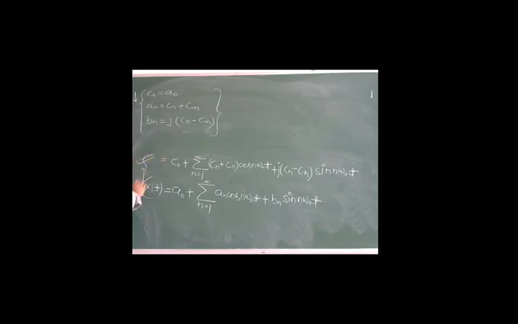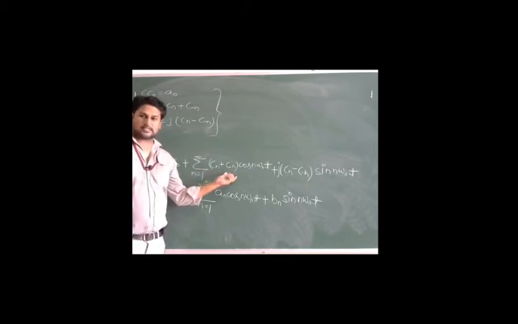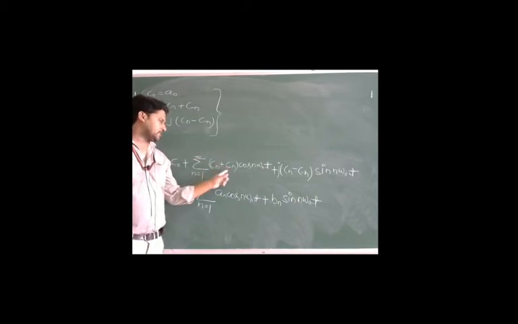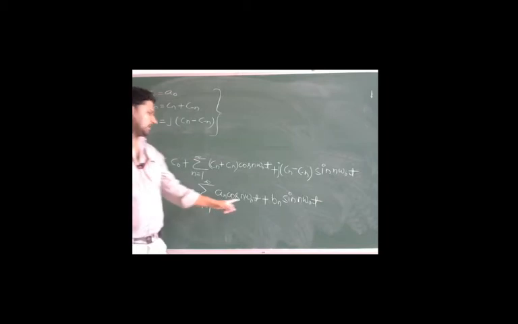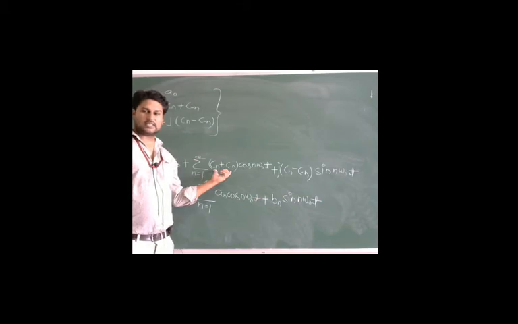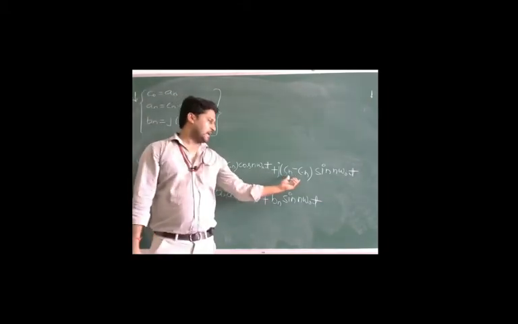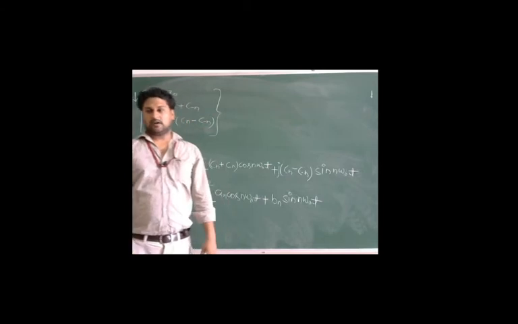Now look into these equations carefully. This is the same form as the trigonometric Fourier series except for these coefficients. Here the coefficient is a n, here the coefficient is b n. In this expression the coefficient is c n plus c of minus n, here c n minus c minus n. So on comparing we can relate these coefficients as c naught is equal to a naught, a n is equal to c n plus c minus n, and b n is equal to j c n minus c of minus n.